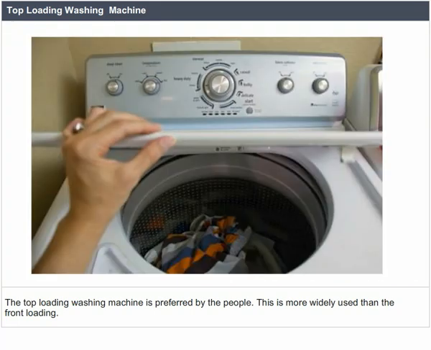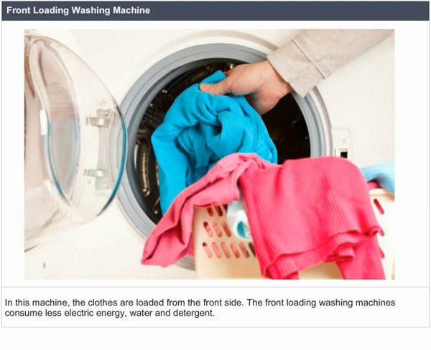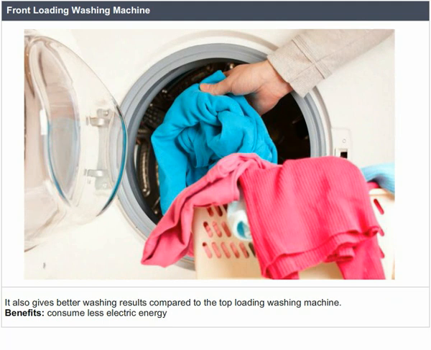Front loading washing machine. In this machine, the clothes are loaded from the front side. The front loading washing machines consume less electric energy, water and detergent. It also gives better washing results compared to the top loading washing machine. Benefits: consume less electric energy.